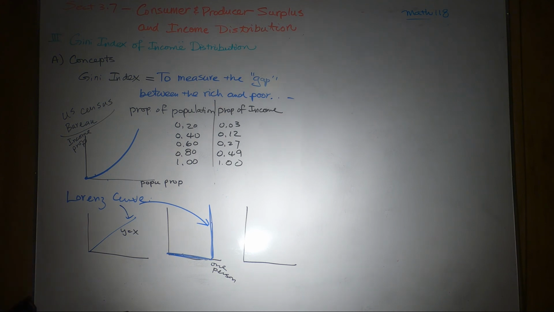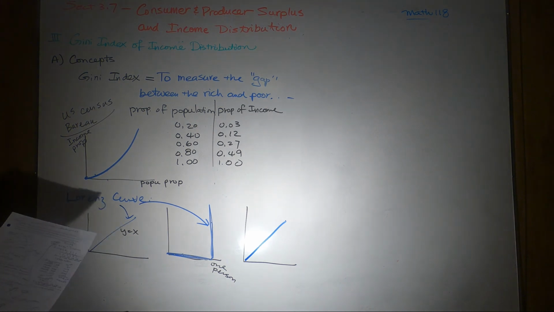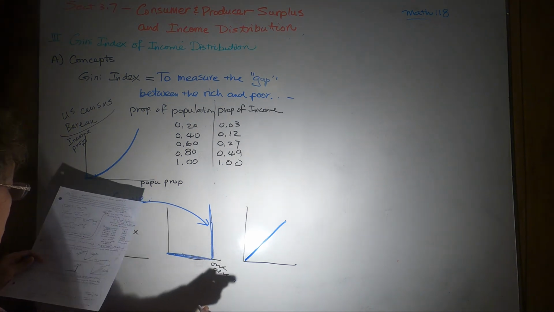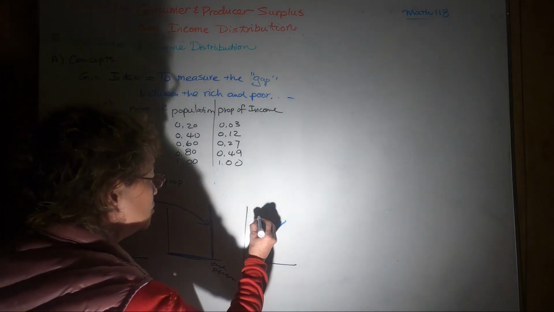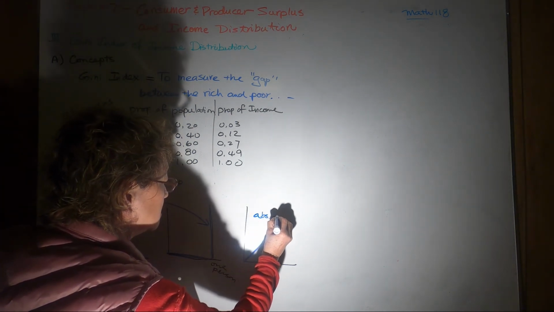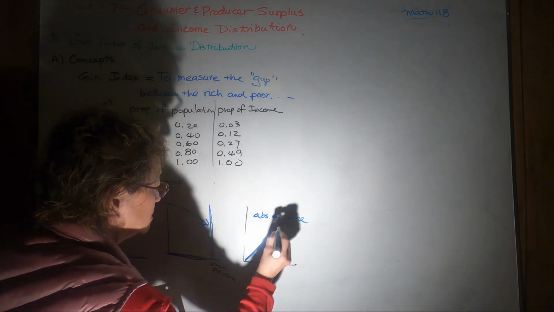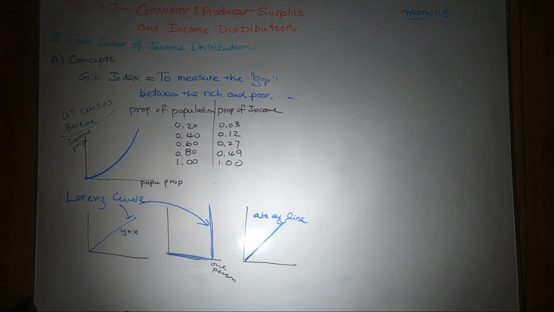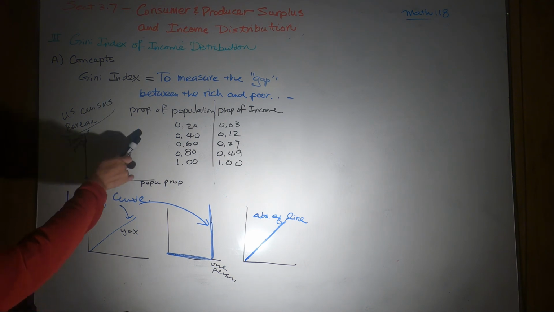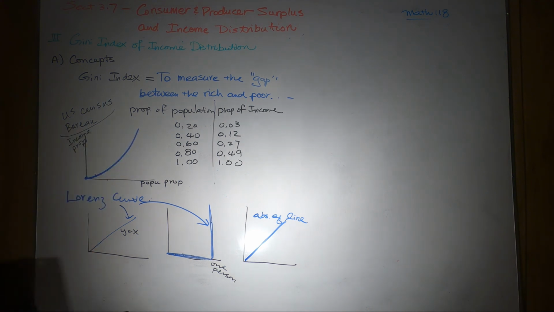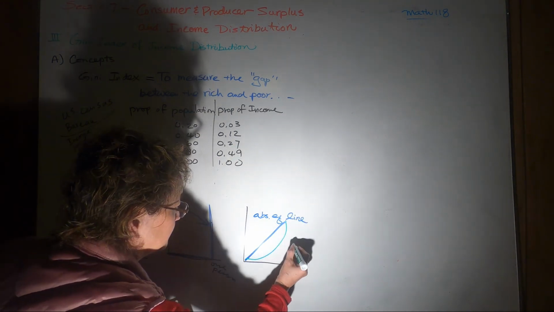Okay, so we have a situation like this. This one, in the middle, means what? Absolute equal line. Absolute equal. Everybody gets the same income. Something like that, right? Usually the curve from the Census Bureau looks like that. So usually the curve will look like this.